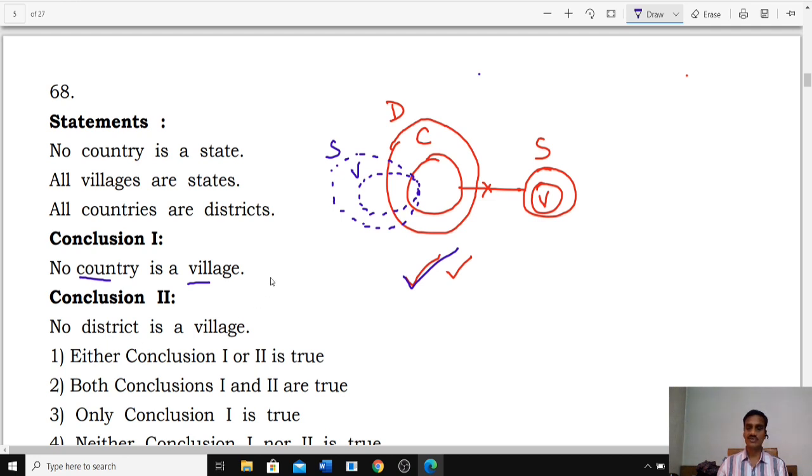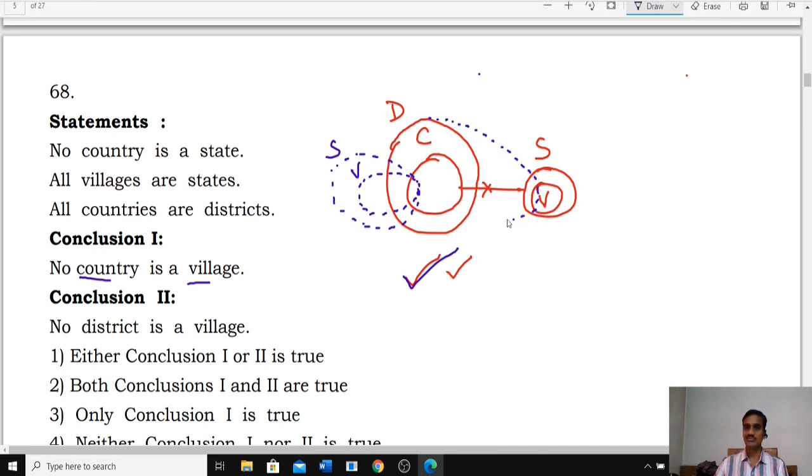No district is a village, or no? Village here, district here, no intersection between these two. Isn't it? Now, at least once, let's see whether it becomes false or not. That is, we need to say some of the districts are villages. Some districts are villages. Is it possible to write like this or not? Yes. Hence the alternate diagram is proven, the previous conclusion will be false. Second one is false. Only the first one is true. Only one is true, that is choice 3.